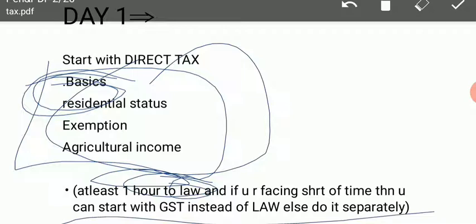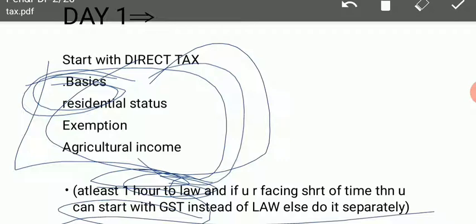I am saying this because GST also has various practical questions, right? So GST is also not a purely theory subject. That is why I would suggest that you should do direct tax separately and GST separately. But if you are short of time, if you have only 10 days to allot to taxation, then you should give 2 hours to GST, and in the remaining time you can complete the targets which I am giving.